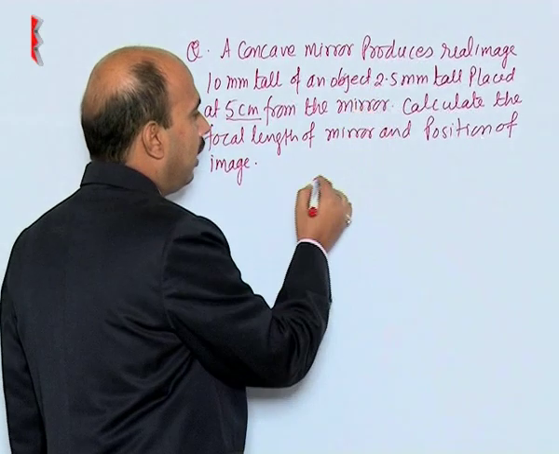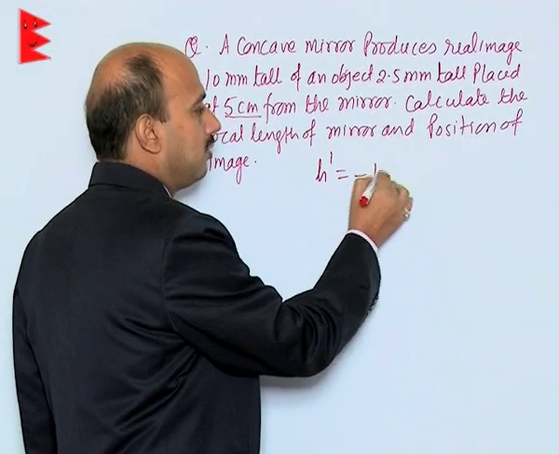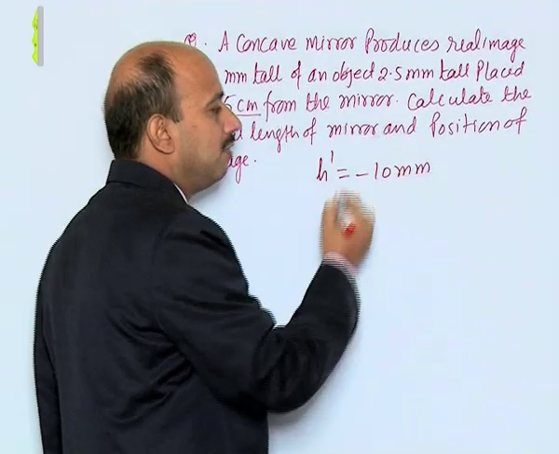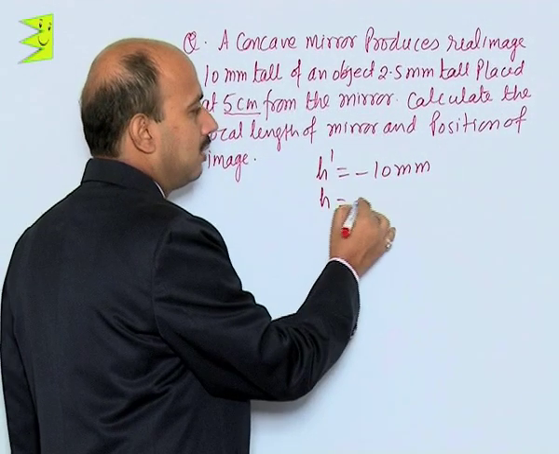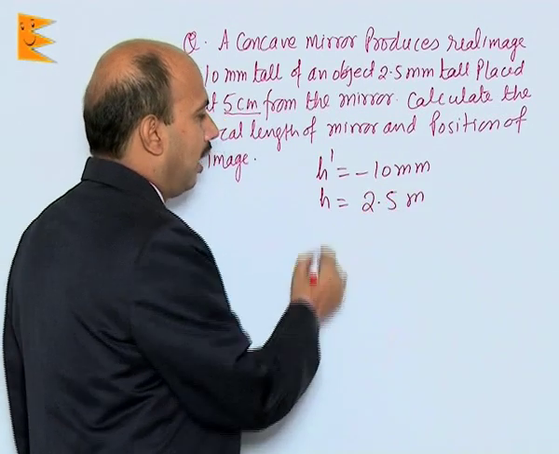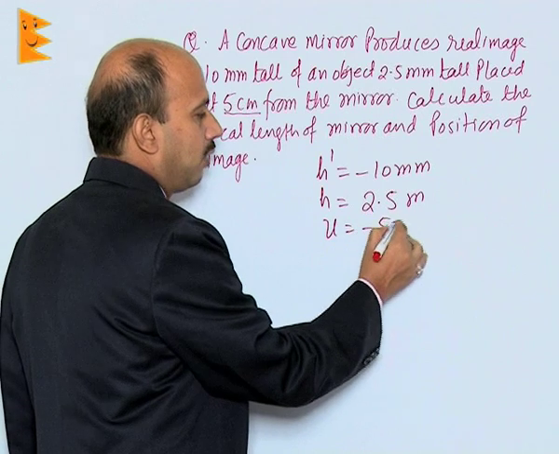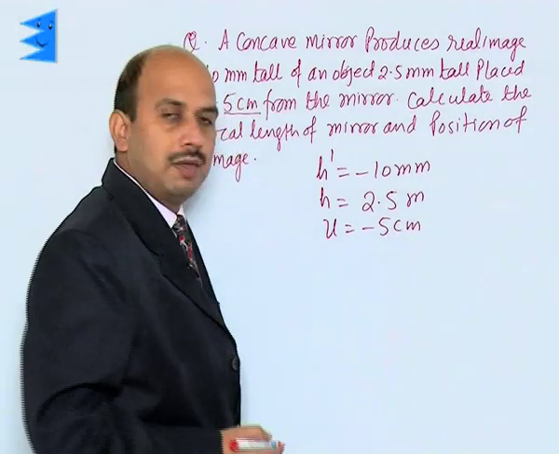See here, we are given h dash, that is height of the image, here minus 10 millimeter. Negative sign is because the image is real, and h, height of the object, is given to us, that is 2.5 millimeter, and u is given here minus 5 centimeter. Now first we have to calculate position of the image.